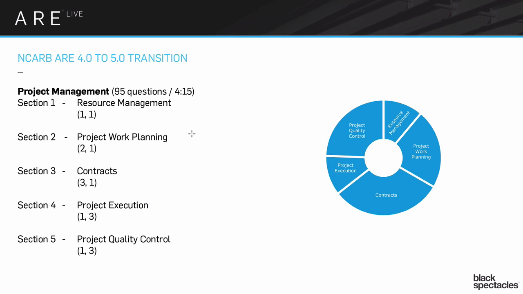Project management is similar. This one has 5 sections. You can see the same kind of breakdown. When you look at something like contracts, it only has 4 different objectives in it, but it's also a really big part of the overall pie.